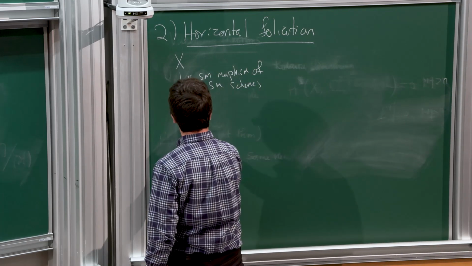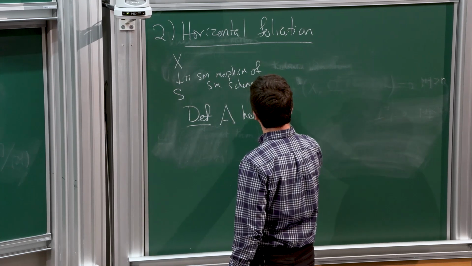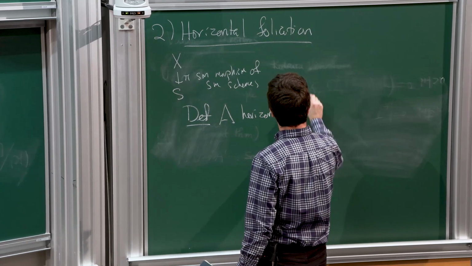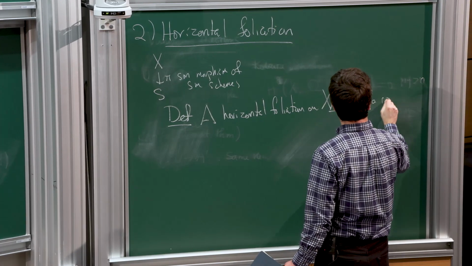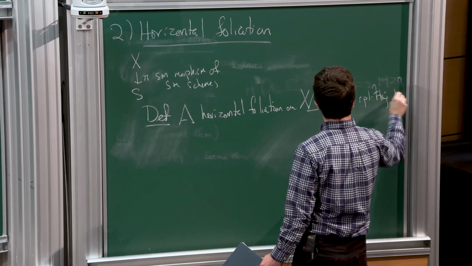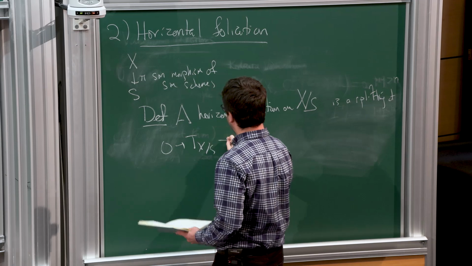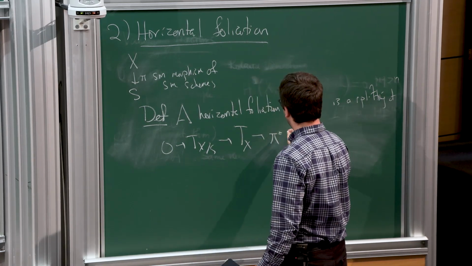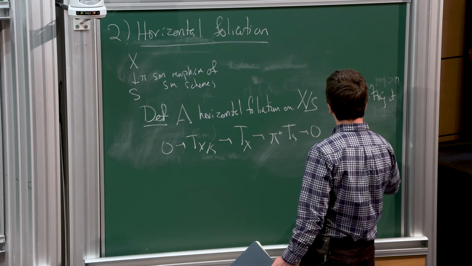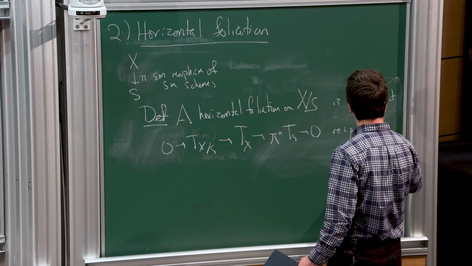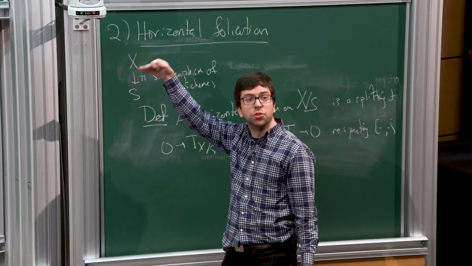And then the definition: a horizontal foliation on X over S is a splitting of the tangent exact sequence, so of the sequence T_{X/S} to T_X to pi star T_S to 0, which respects the commutator. OK. So what you should think of is, at least in the complex world, locally on X, you're choosing the splitting of this map.